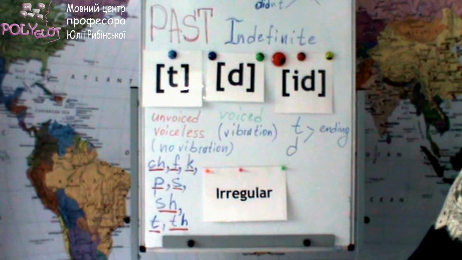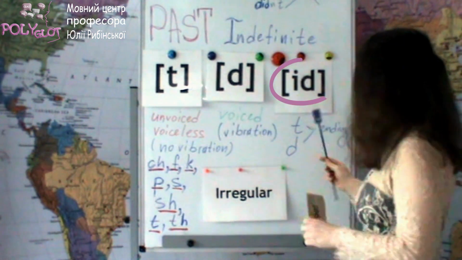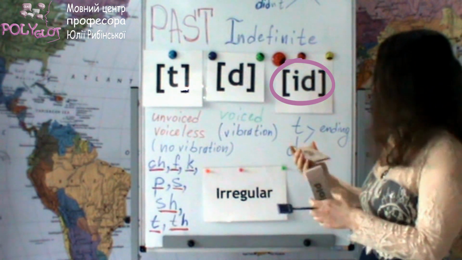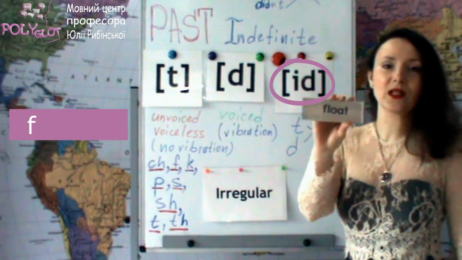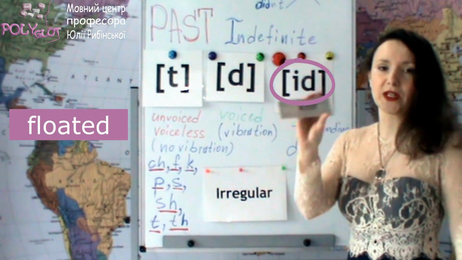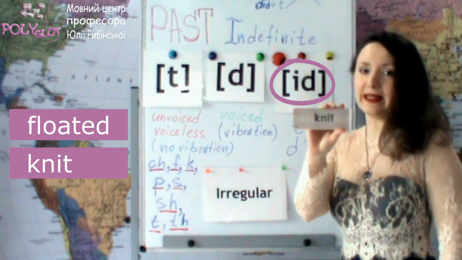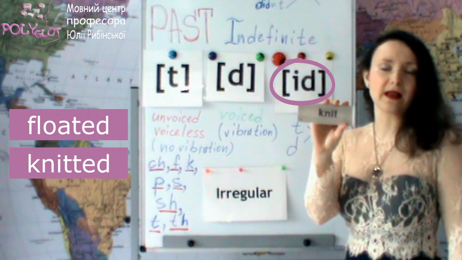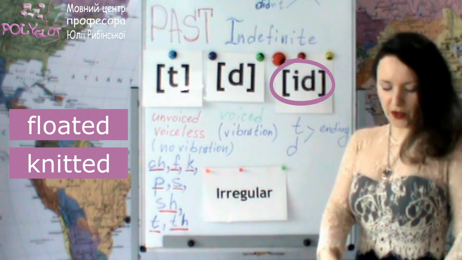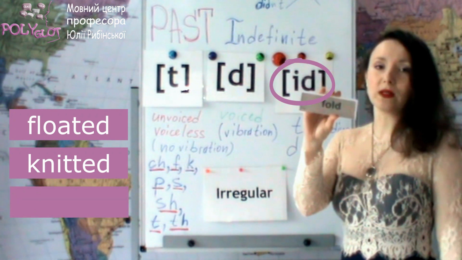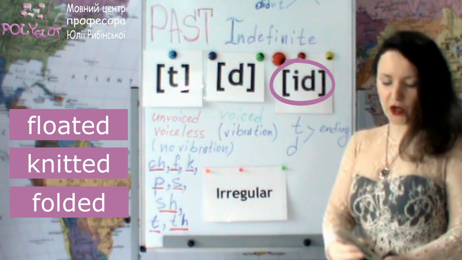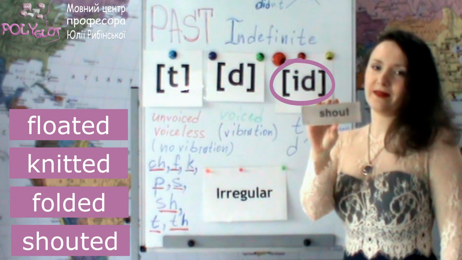Next group with ending t or d. Float, floated. The second word is neat, neated. Don't forget that we have a silent letter k. The third word is fold, folded. And the fourth word is shout, shouted.